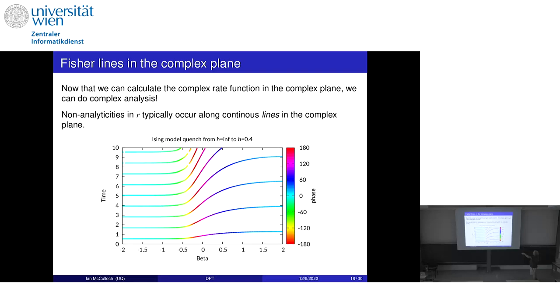But what we can see here, we plot the phase as well, the phase of the eigenvalues, which is the discontinuity in phase of my rate function as I cross these points here. Yeah, I don't understand this picture. Can you repeat what it is? Right. So what we're plotting here is the discontinuities in my rate function in the complex plane.